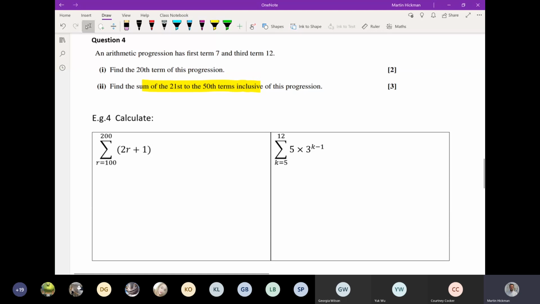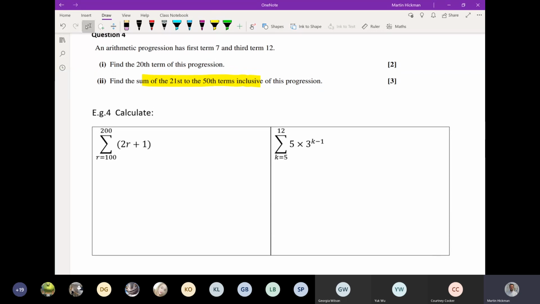Let's have a look at a couple of examples and then we'll get straight into some past paper questions. The first one, I think we've seen quite a few of these examples now to know that this is actually going to be an arithmetic progression. I've done enough examples like this to know that it is arithmetic rather than geometric. But if in doubt, just sub in some values and check that it is.